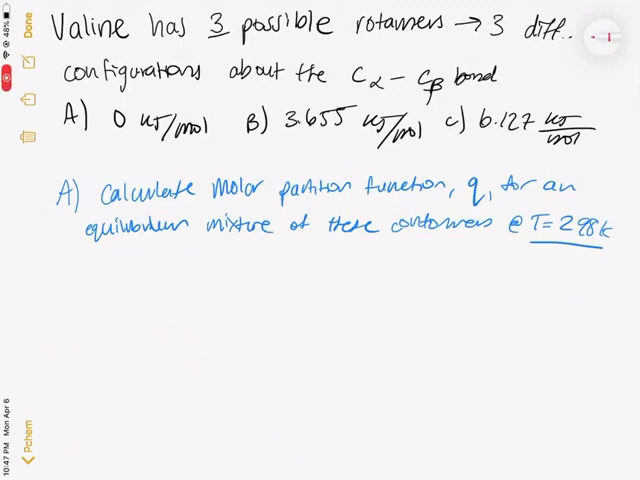Valine has 3 possible rotamers with 3 different configurations about the C-alpha, C-beta bond. The first configuration has an energy of 0 kilojoules per mole, B has 3.655 kilojoules per mole, and C has 6.127 kilojoules per mole.